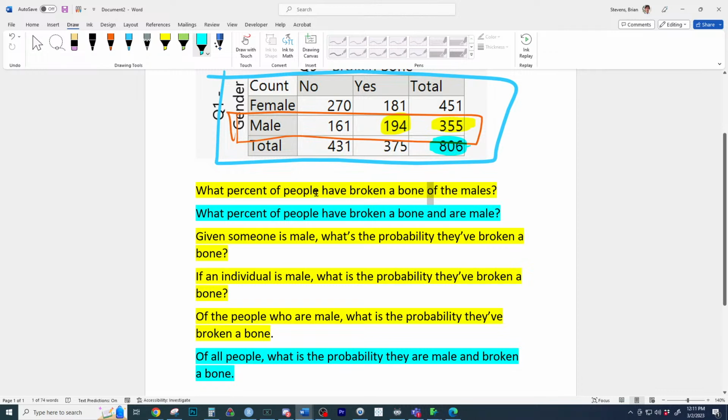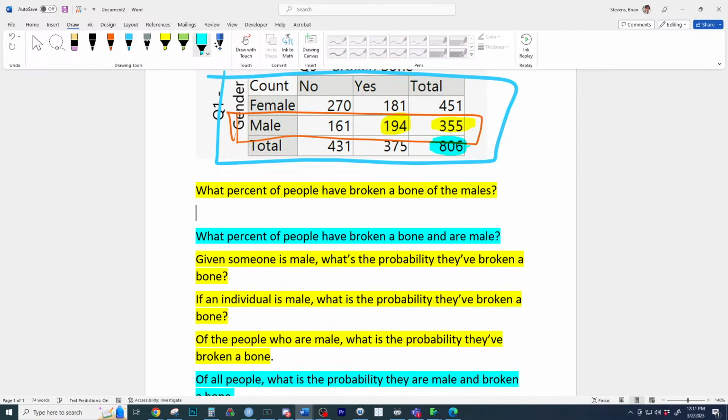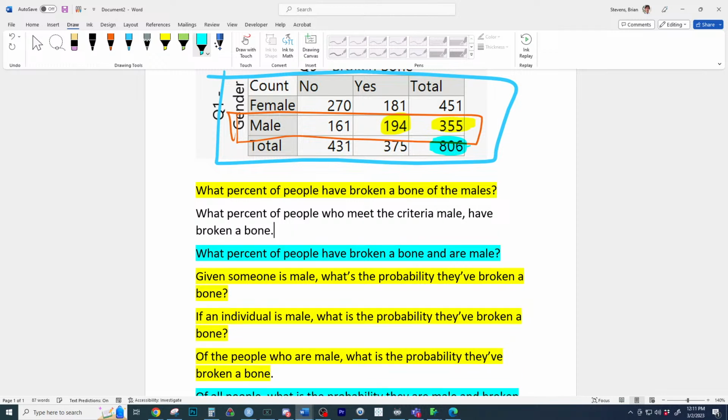So we could say what percent of people. You see how this says what percent of people? So it is saying of all people. So it is true we're looking at all people, but the of the males is key right here because it's saying what percent of people, and it could say who meet the criteria male. So that's another way of phrasing it. What percent of people who meet the criteria male have broken a bone. So this is another synonymous way of saying it right here.